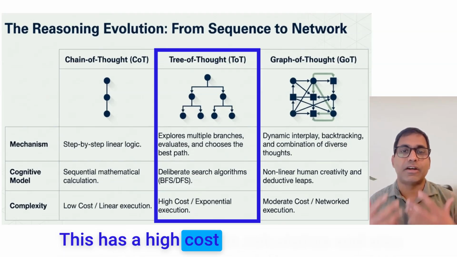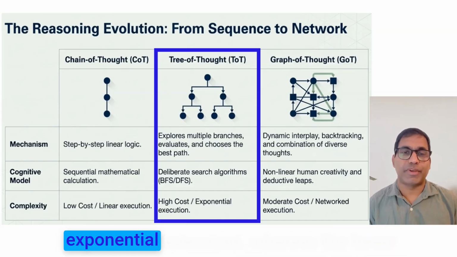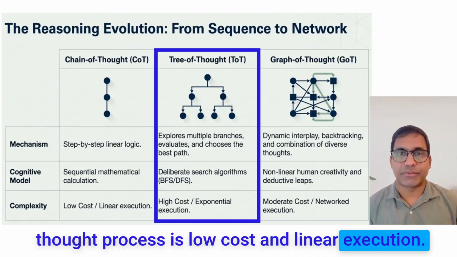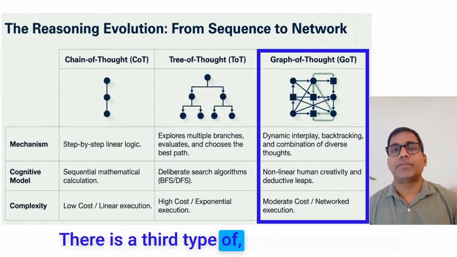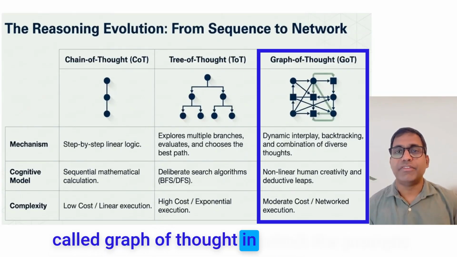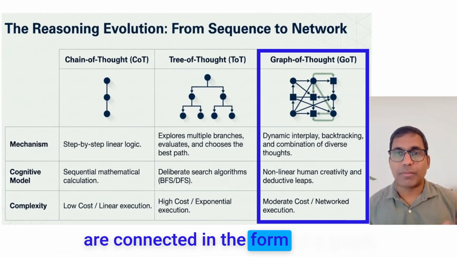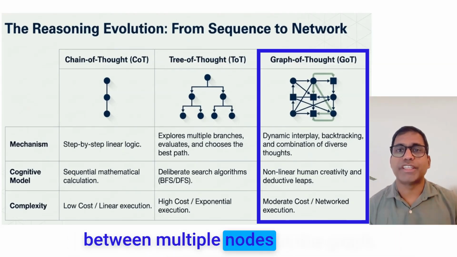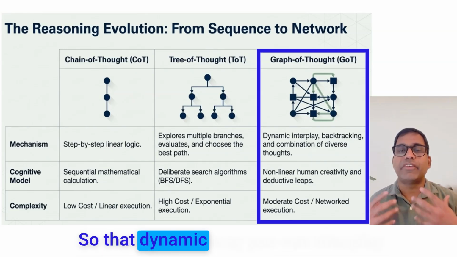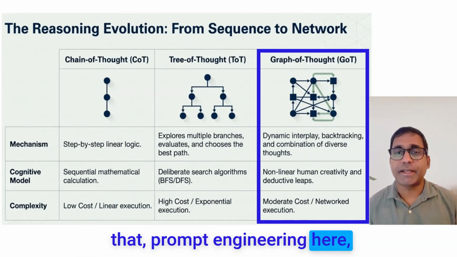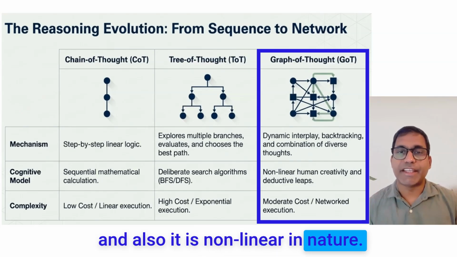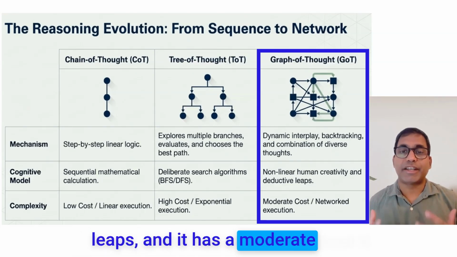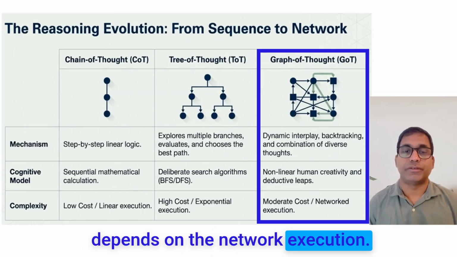This has high cost in calculation and also exponential execution, whereas the linear thought process is low cost with linear execution. There is a third type of prompt engineering called graph of thought, in which the prompts are connected in the form of a graph, and there are multiple edges connecting multiple nodes in the graph. So you can interplay the prompt engineering dynamically here, and it is also non-linear in nature. It has human creativity and detective leaps, and it has a moderate cost. It depends on the network execution.